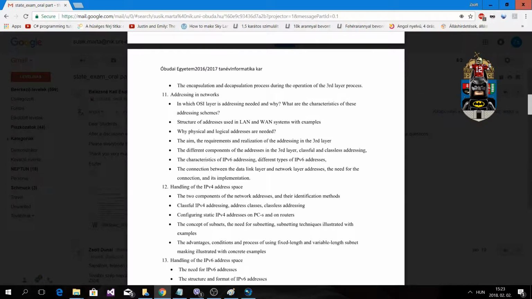The aim, the requirements and realization of the addressing in the third layer, I've talked about this, that we identify the source and destination and how the transmission looks like. So we check the encapsulation and then re-encapsulate and send to the destination. The different components of the addresses in the third layer, the classful and classless addressing, different components of the addresses. I don't know what it means.